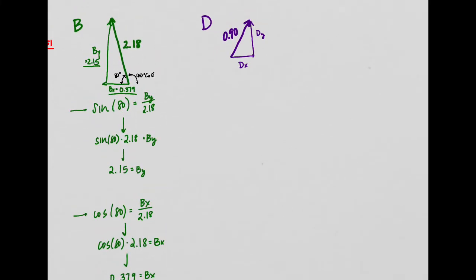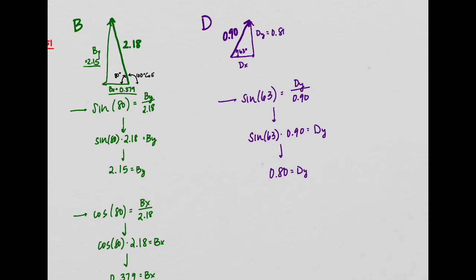Our theta is 63 degrees, and it's inside the triangle, so we don't need to do any additional steps for that. So sine of 63 degrees is equal to the opposite, which is DY, over the hypotenuse, which is 0.90. Rearrange and solve, and we get 0.80 equals DY. So there's our 0.80 kilometers. That is our vertical component.